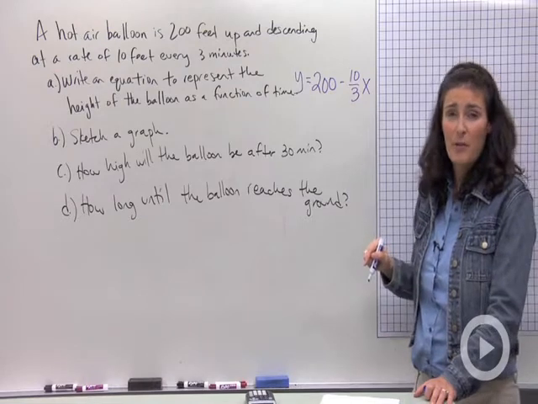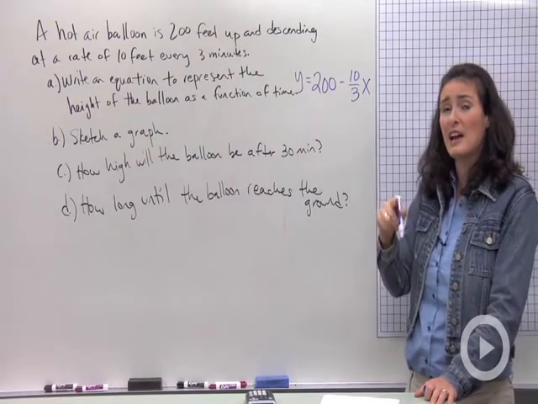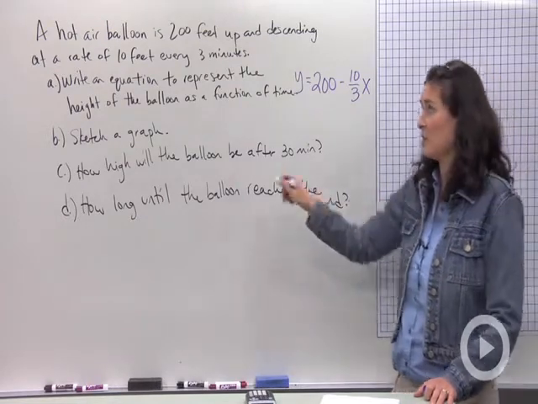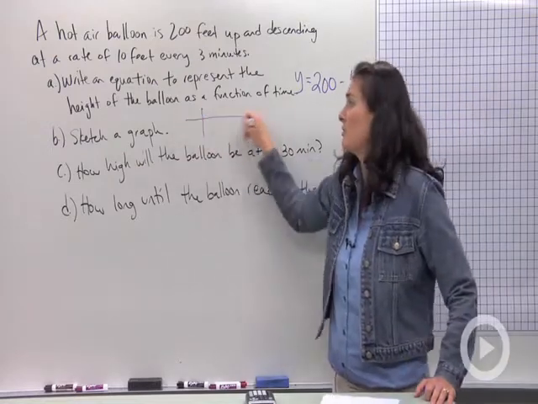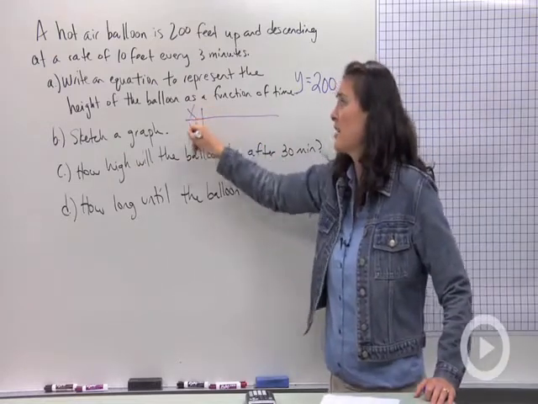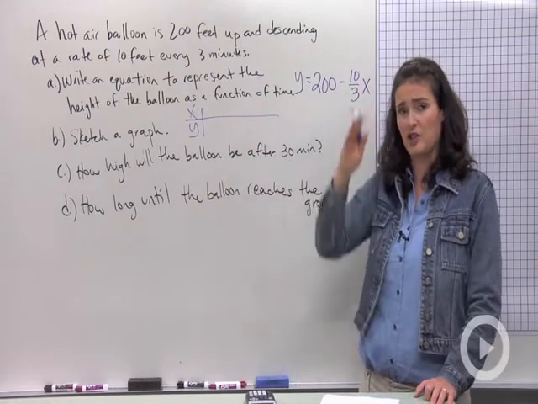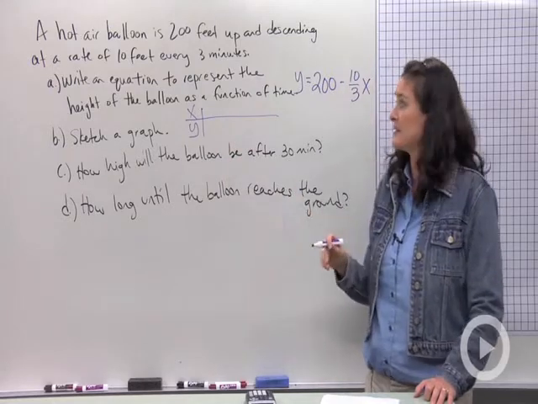For part B, they want me to make a graph. But before I do that, I'm going to make a table using some values to help me get some good points for my graph. It'll also help me figure out my scaling, like how far I should be going on my X and Y axes.